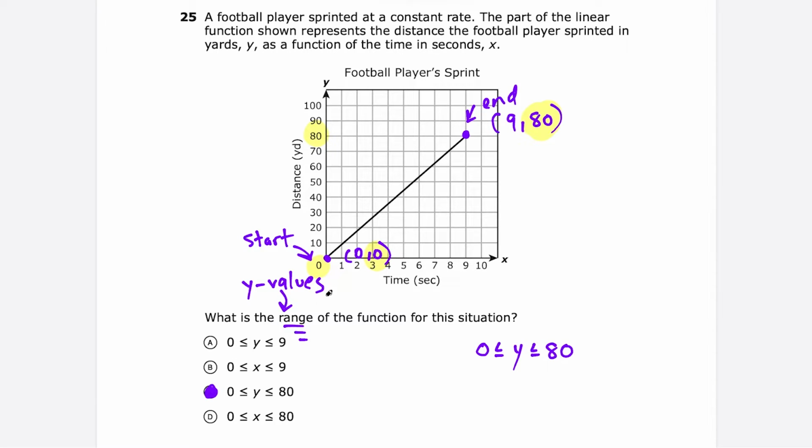Now, a very tempting answer choice would be something like choice B, but this would be correct if we were looking for the domain of the function. For the domain of the function, we're looking for the set of all possible x values. And notice we're starting here when x is equal to 0, and we're stopping here when x is equal to 9. But the question was asking for the range, so choice C is our answer.